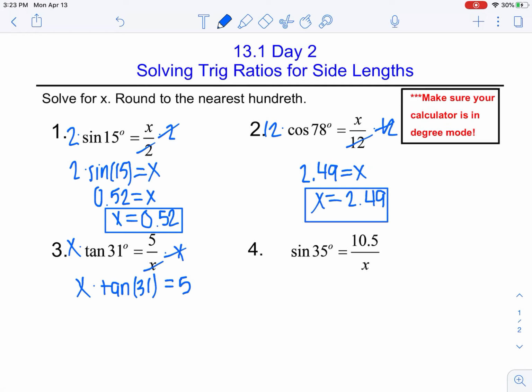So now if we want to get x by itself, we would divide both sides by the tangent of 31. So we get x equals, go ahead and type this part in, 5 divided by tangent of 31, and if we round to the nearest hundredth, we get x equals 8.32.